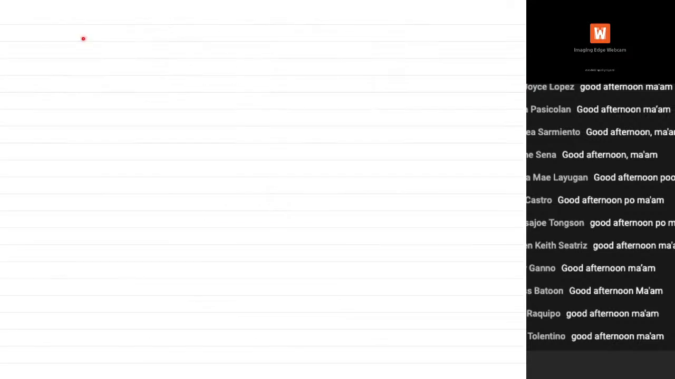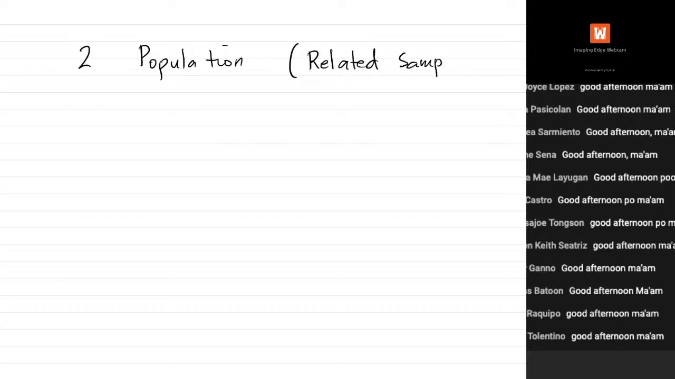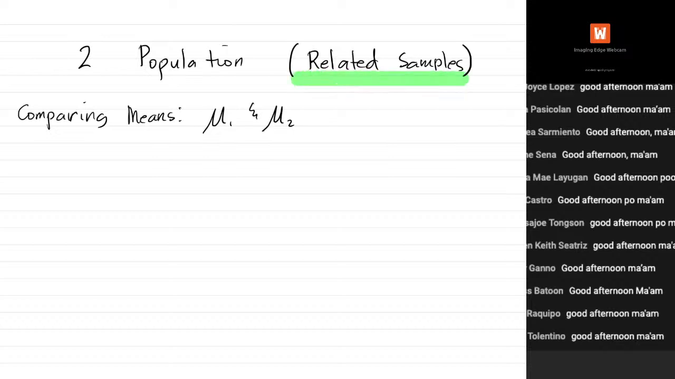Two populations, related samples, or two groups related na yung samples mo. So, just the same, comparing means. So just to say, meron tayong mu1 and mu2. Ang difference lang ngayon, ang ating means or ang ating sample ay related. Related sila or matched or paired. Kanina, gaya ng example, job satisfaction of men versus women, independent samples yun. Ngayon, related samples. So what are the tests that we can make use of?